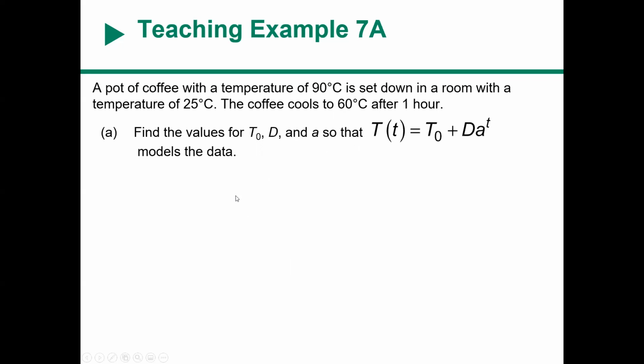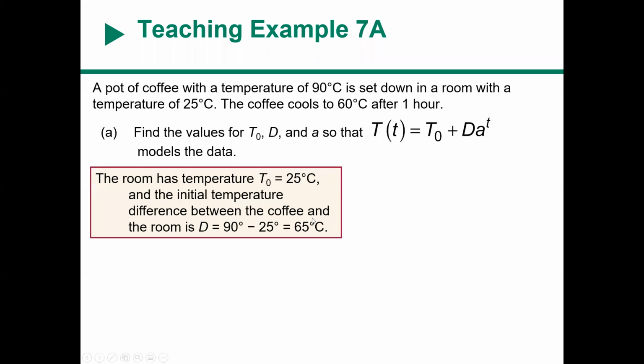All right, so a pot of coffee with temperature 90 degrees Celsius is set down in a room with a temperature of 25 degrees Celsius. The coffee cools to 60 degrees after 1 hour. Find the values of T sub 0, D, and A, so that T of t equals T sub 0 plus D A to the t. Okay?